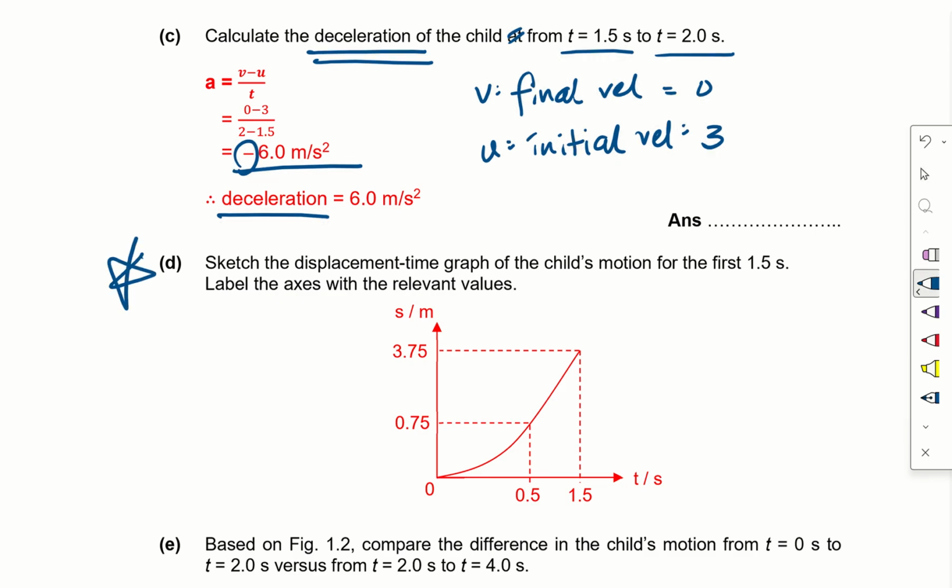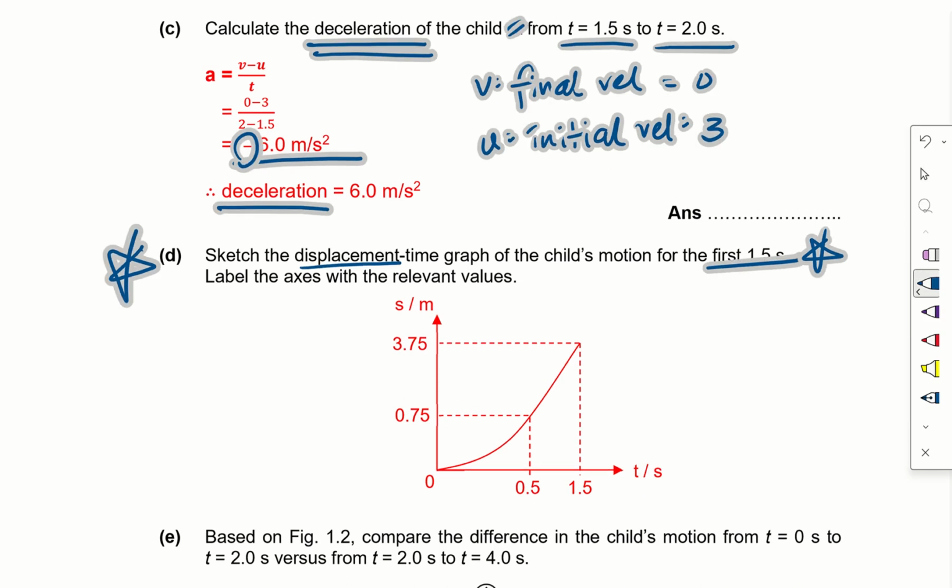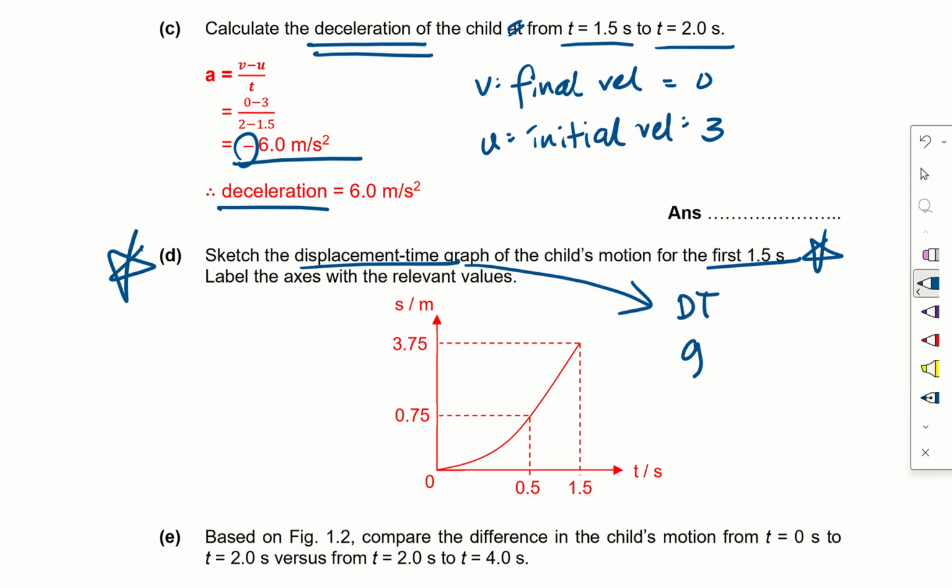So this part is difficult. Sketch the displacement time graph of the child's motion for the first 1.5 seconds. Very important. Now we need to sketch a DT graph. And what is important for DT graph? For DT graph, the gradient represents the velocity. So if we know the velocity from our VT graph, it represents the gradient for the DT graph, right? So this is our DT graph. In our previous tutorial, we actually did from DT to map it into a VT. But now you can map VT to DT.